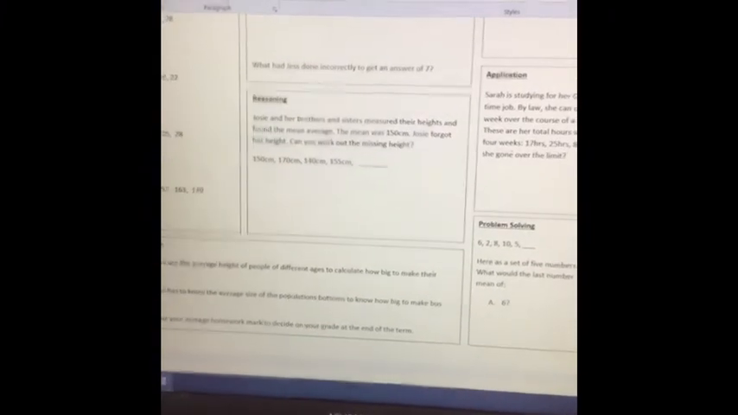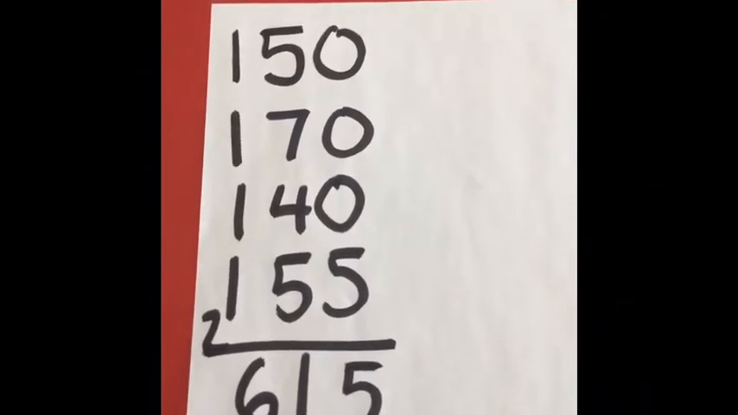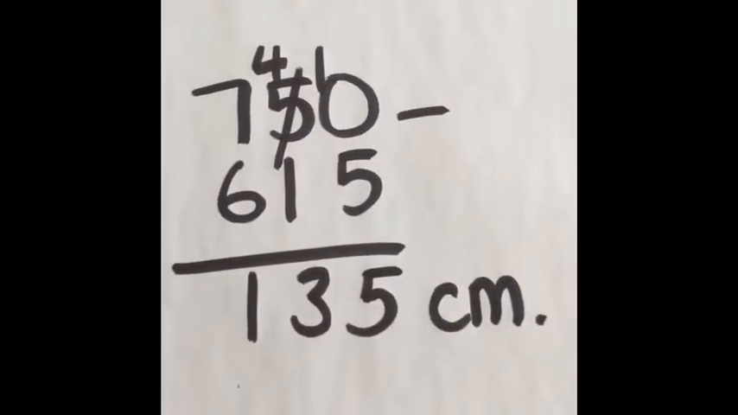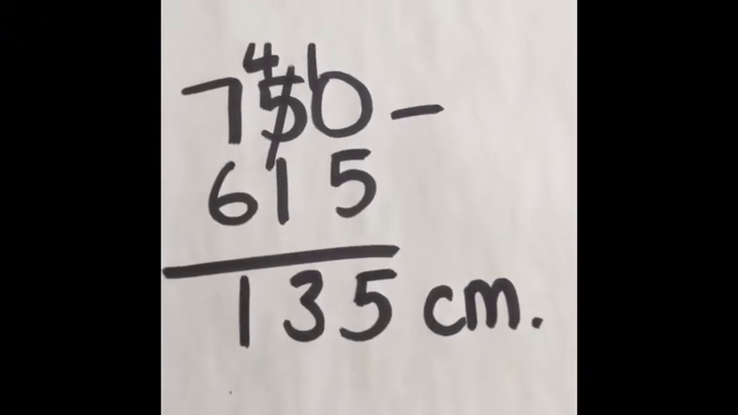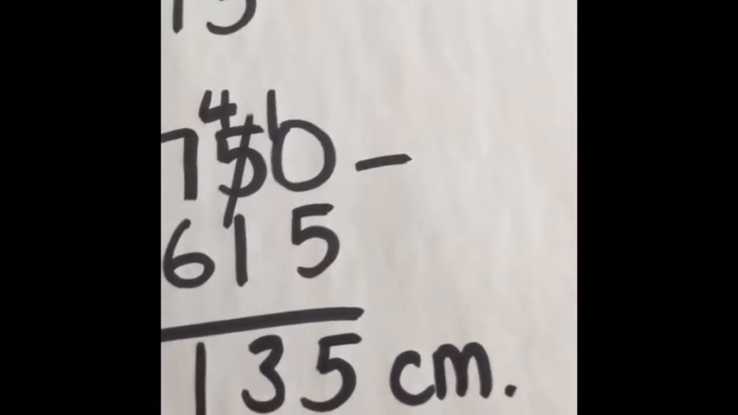So I know that all 5 of these numbers need to add up to 750. So what I have done is add up the numbers that I have, and you can see that I've got 615, okay? So now I know I need to get to 750, so I'm going to take 615 away from 750, and I will get 35 centimetres. So the missing height is 35 centimetres, okay?